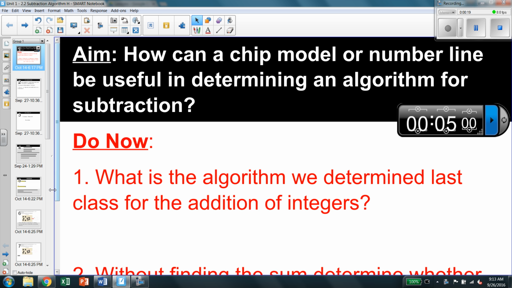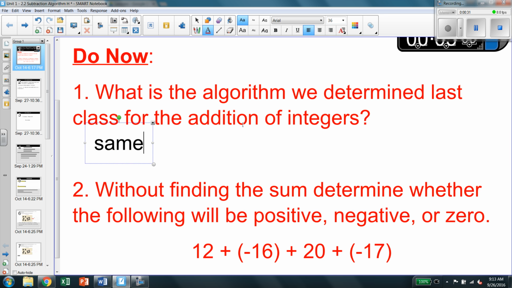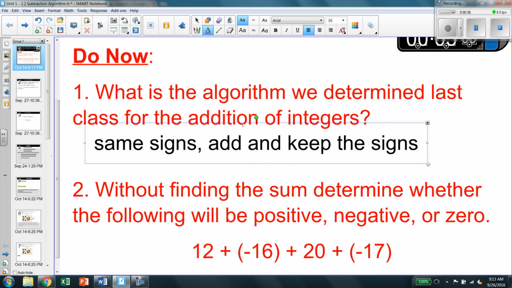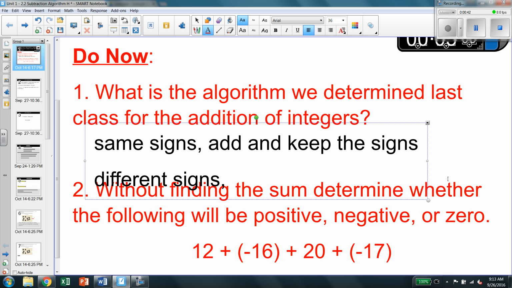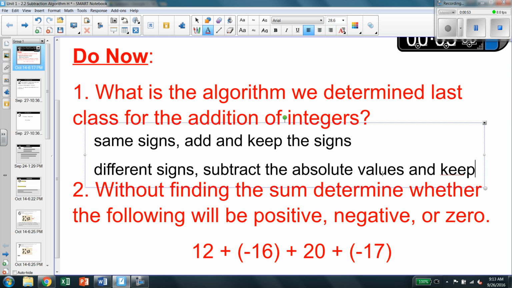So the first question asks, what is the algorithm we determined last class for the addition of integers? Something that we said is that when the signs are the same, add and keep the signs. When the signs are different, we subtract the absolute values and keep the sign of the greater absolute value.